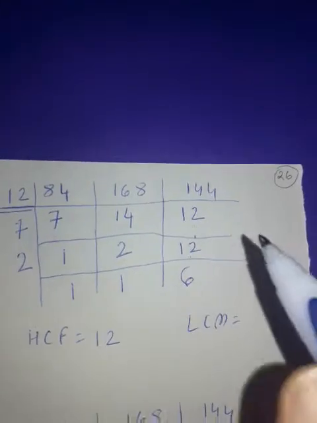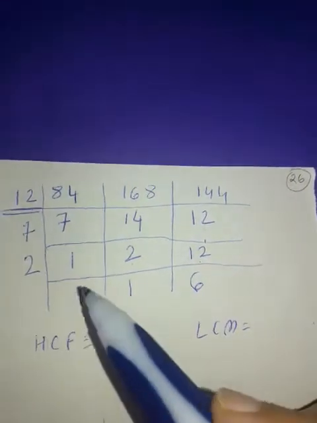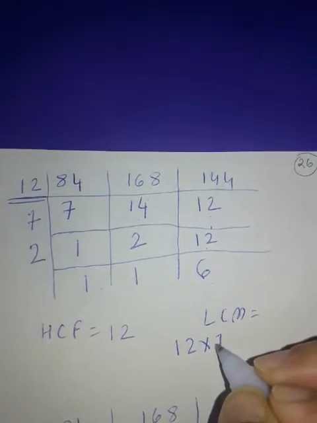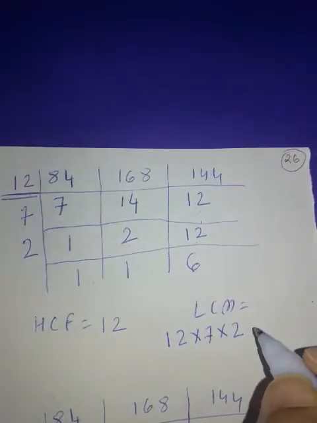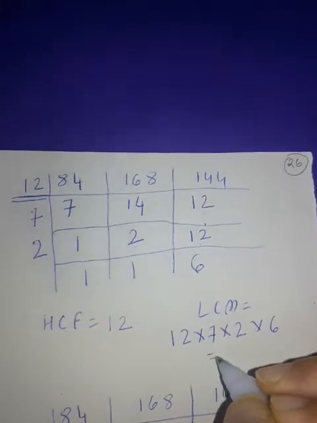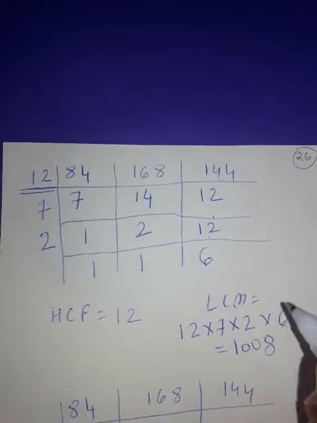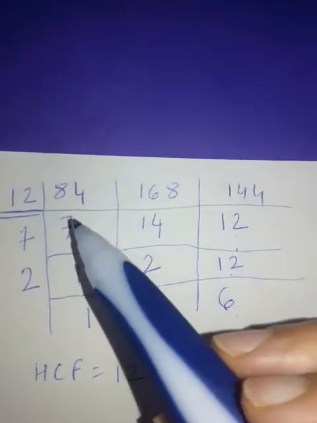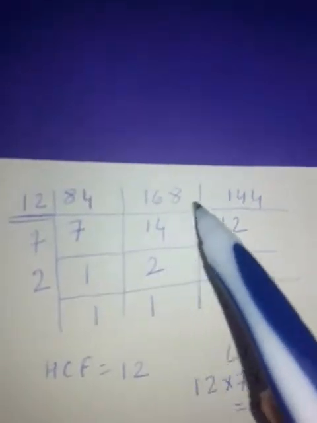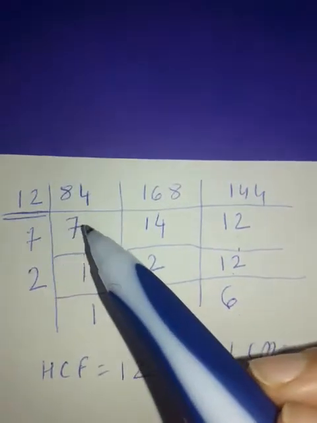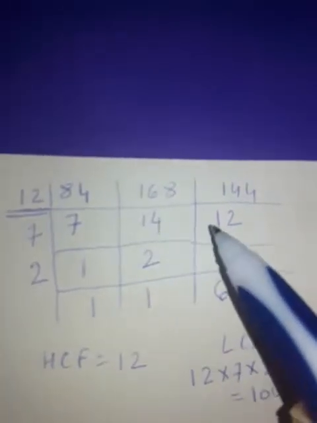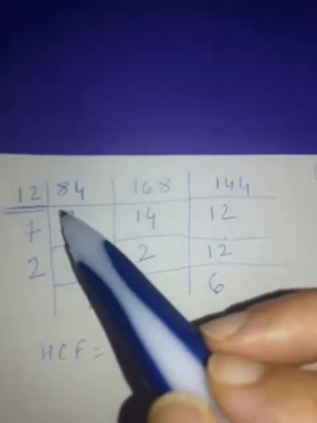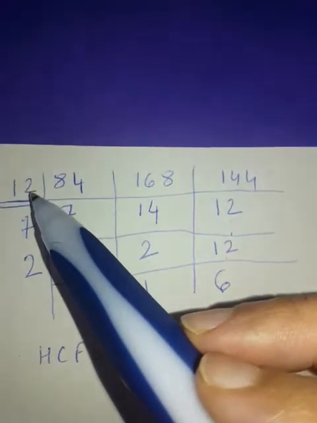So now I'll take the product of this vertical side and horizontal side. Vertical side is 12 into 7 into 2. Horizontal side is 6 and the product is 1008. That is the LCM. So for HCF, where did we stop? We first found a common factor 12. When we divided, we got 7, 14 and 12. Between these three, there wasn't any common factor and hence we stopped for HCF.